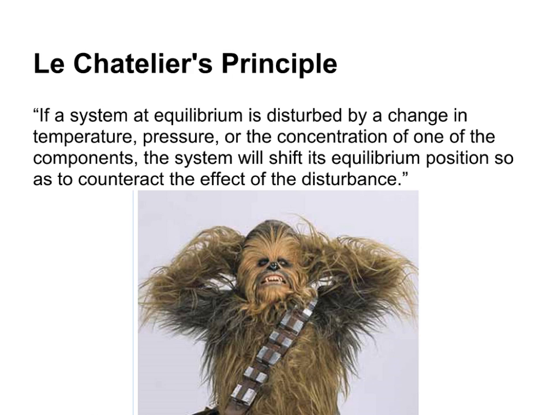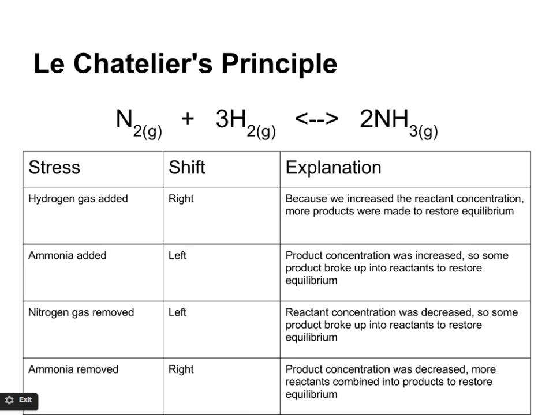The gist of Le Chatelier's Principle is if a system that's at equilibrium is stressed, it will shift to relieve that stress. And there are a few general rules for us to remember when this is happening. So we're going to use this equation as an example. N2 plus 3H2 yields 2NH3, and everything's a gas.